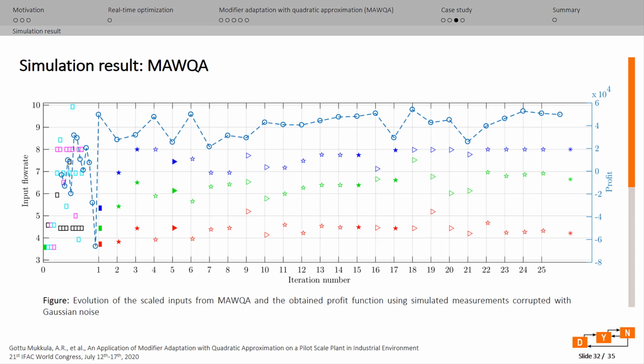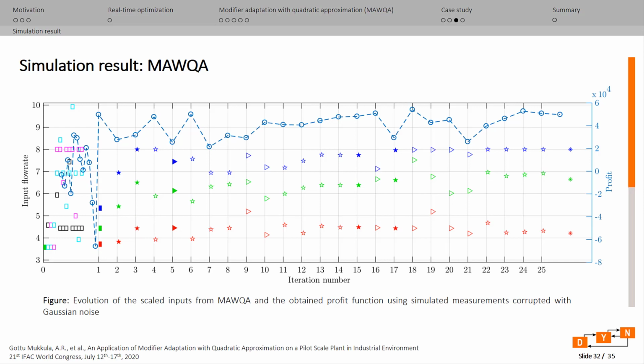Once the plant measurements for all applied inputs are available, the modifiers are computed and the modifier adaptation problem is solved to compute the next iteration input, that is U1. From the first iteration onwards, quadratic approximation was used for the approximation of the plant gradient due to the availability of the minimum required number of data points. The real-time optimization scheme already identifies a near optimum operating input U3 in the second iteration.